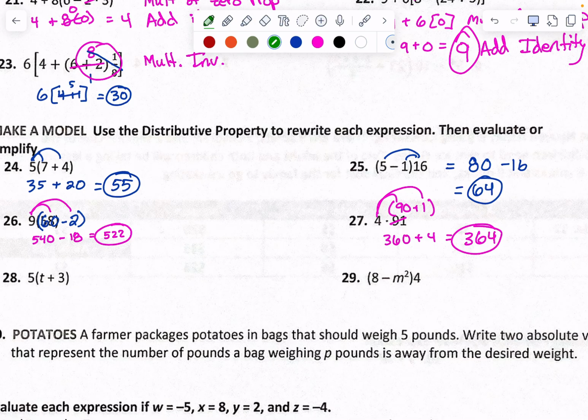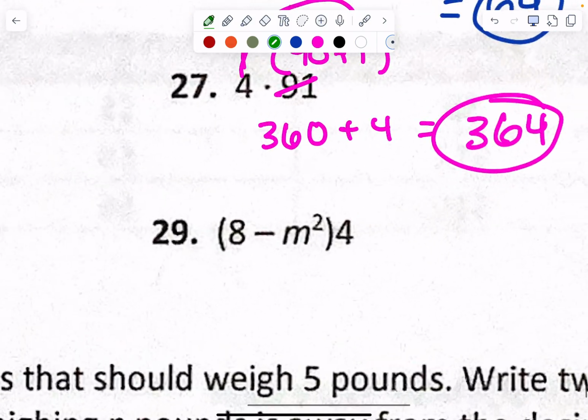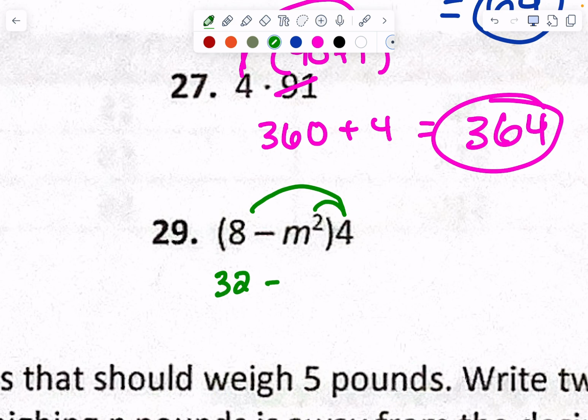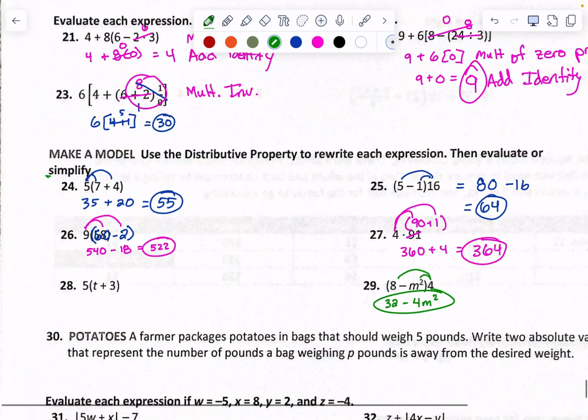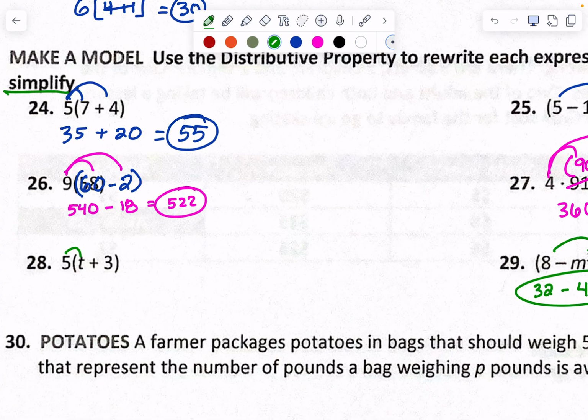How do you get to number 29? Okay, we'll do 29 together. So this one you're going to distribute, but you're going to distribute backwards, right? Because the 4 could be in the front. So this would be 32 minus, what's 4 times m squared? 4m squared. Yeah, that's it. That one doesn't come out nicely. It says evaluate or simplify. These are ones that you can just simplify and you can't actually find an exact answer. Okay? All right, you do 28 and check with me when you're done.